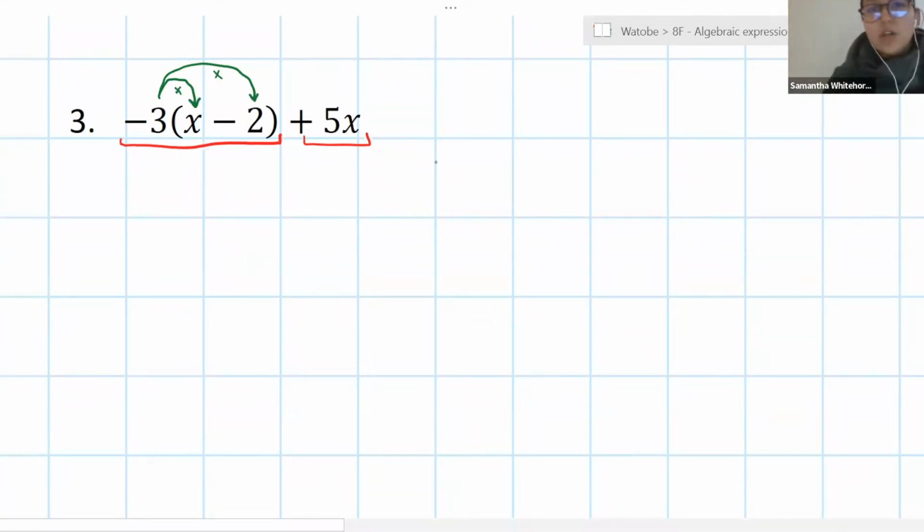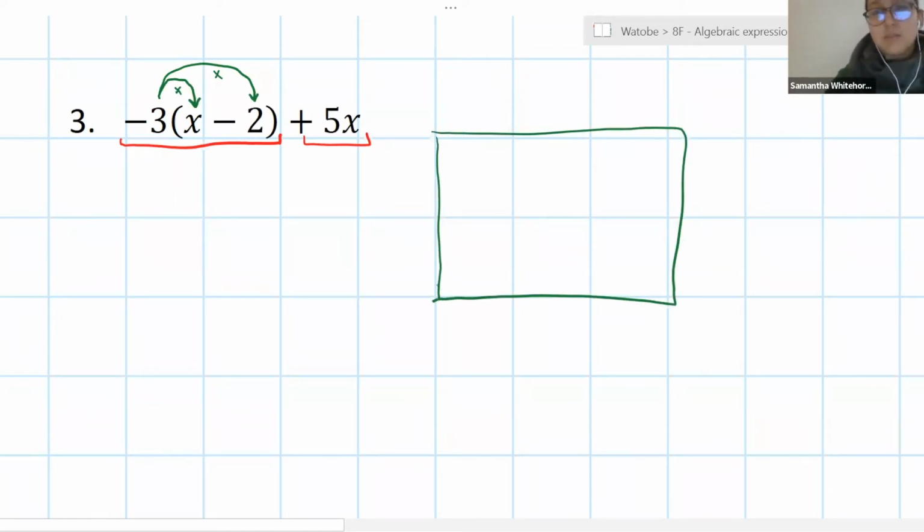Alrighty. So if you want, you can do your multiplication on the side. What I sometimes like to do is have a little multiplication box for myself, just so that I'm very clear what I'm multiplying. Okay, so -3 times x is my first multiplication, and -3 times -2 is the second one. Now, guys, remember, when I multiply with a negative, I have to be careful. Can anyone tell me what sign I get when I multiply a negative with a positive? What sign should I get?